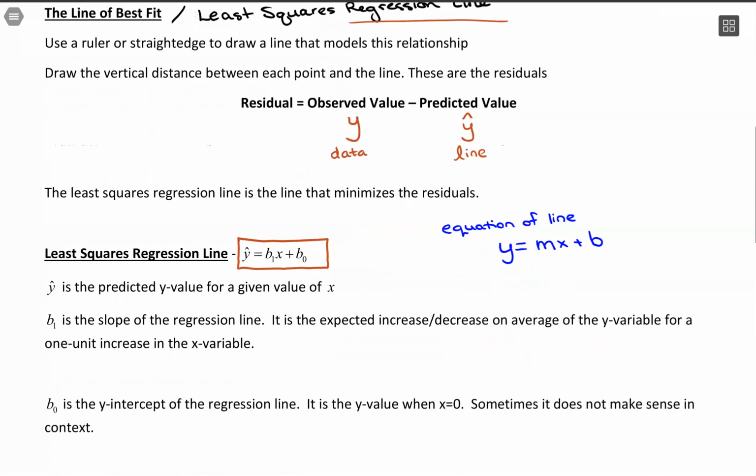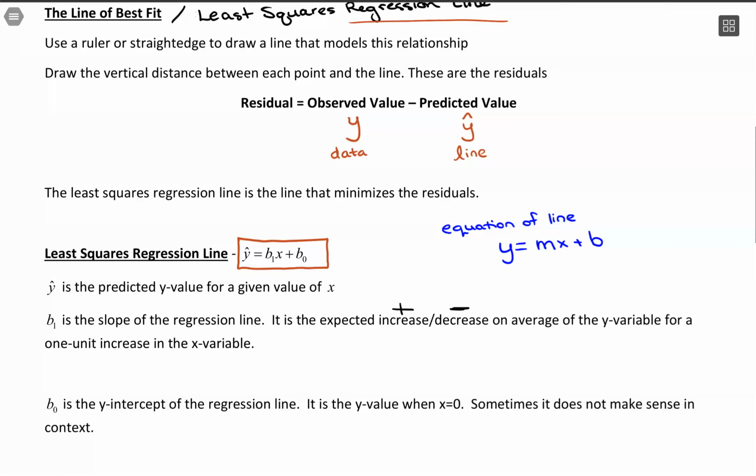So y hat is the predicted y value for a given value of x. b1 is slope, and in terms of interpretation, the sign of slope will give us an idea of whether we have a positive or negative direction, or you can think of its expected increase or decrease. So if slope is positive, we'll be seeing an increase. If it's negative, we're seeing a decrease.